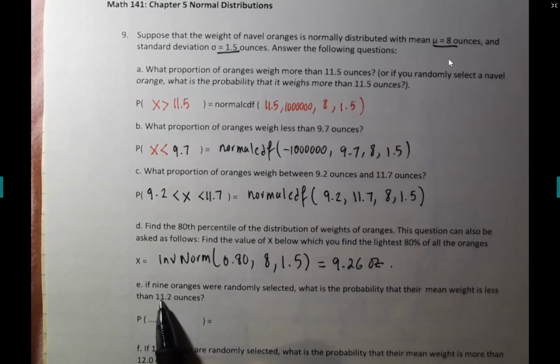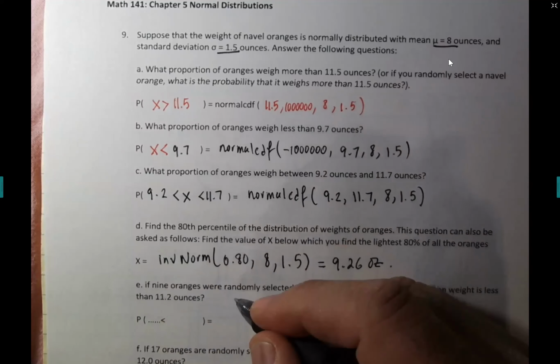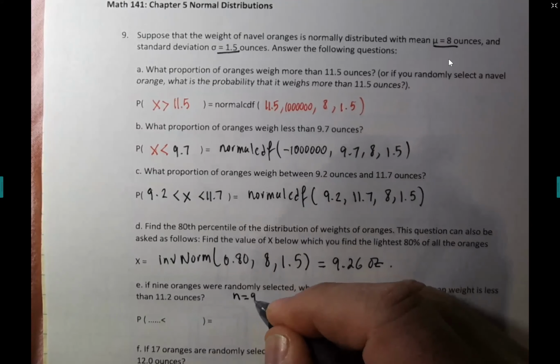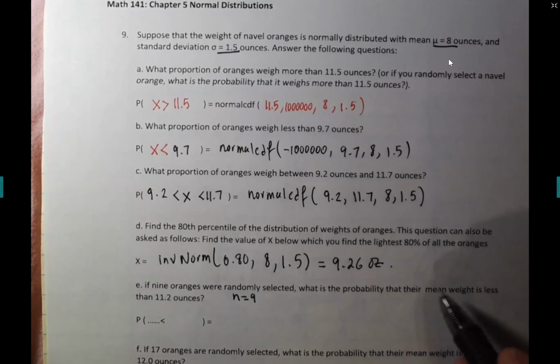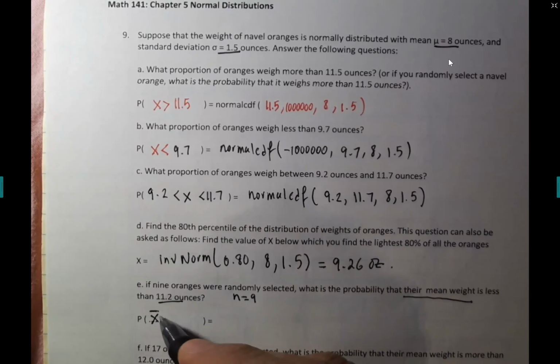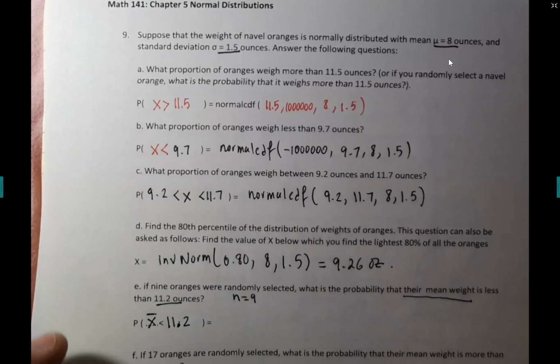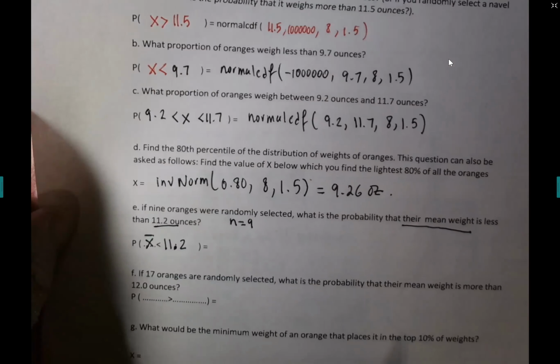E, pay attention to this. This is section 5.4. If 9 oranges were randomly selected, so N is 9 now, what is the probability that their mean weight is less than 11.2 ounces? So guys, it's not about X anymore. It's about X bar, the mean, 11.2. This is the central limit theorem. That's the applet that I ran last time, and I had you watch it and write conclusions.